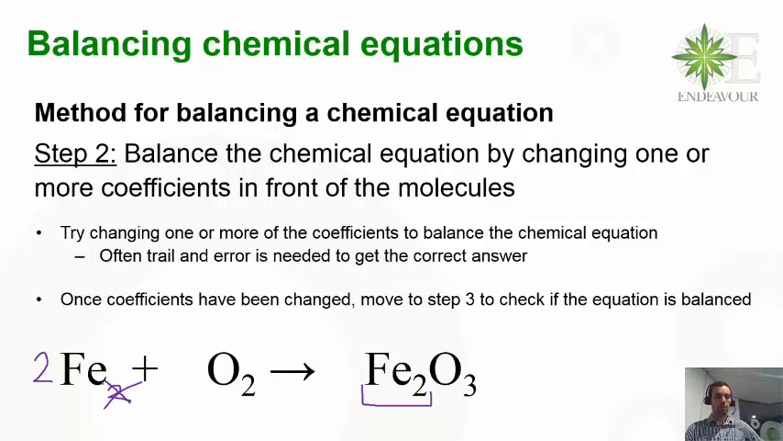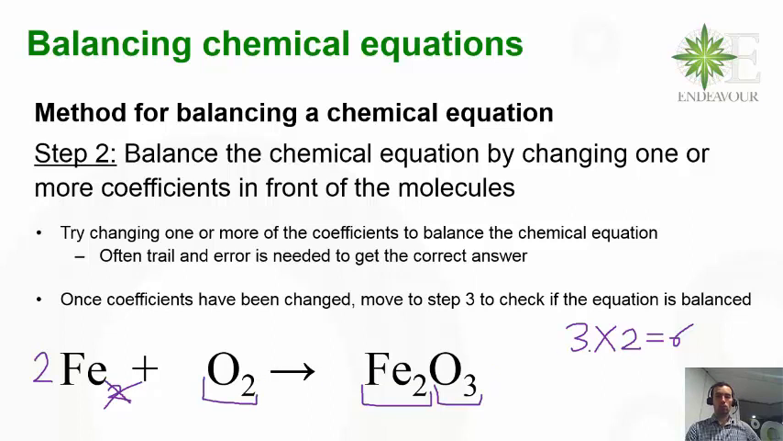So we've got a 2 out in front of our Fe here, and if we look at our oxygens, there's 3 of them on this side and 2 of them on this side. So basically, we need to find an intermediary between 3 and 2. To do this, you can basically just times 3 and 2 together, which gives you 6, because 6 is a number that both 3 and 2 can be divided by.